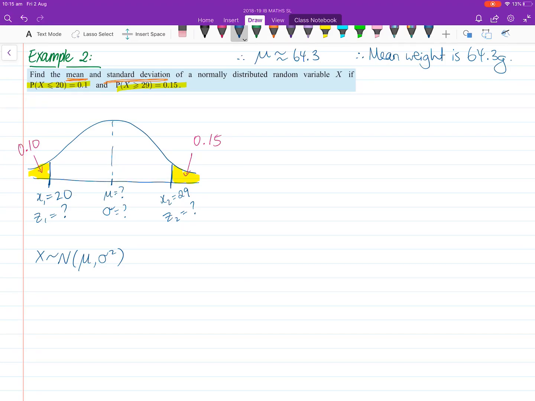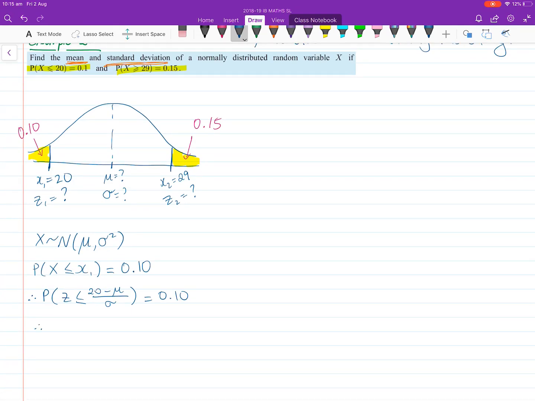Okay, so let's go with probability of X less than or equal to x1. We know it's 0.1. I'm doing the left hand side one first. Therefore, let's change it to a standard normal distribution, converting it to a Z score. That's going to be 20, your score, minus mu over sigma is equal to 0.10. And then this is where you need to use your graphics calculator.